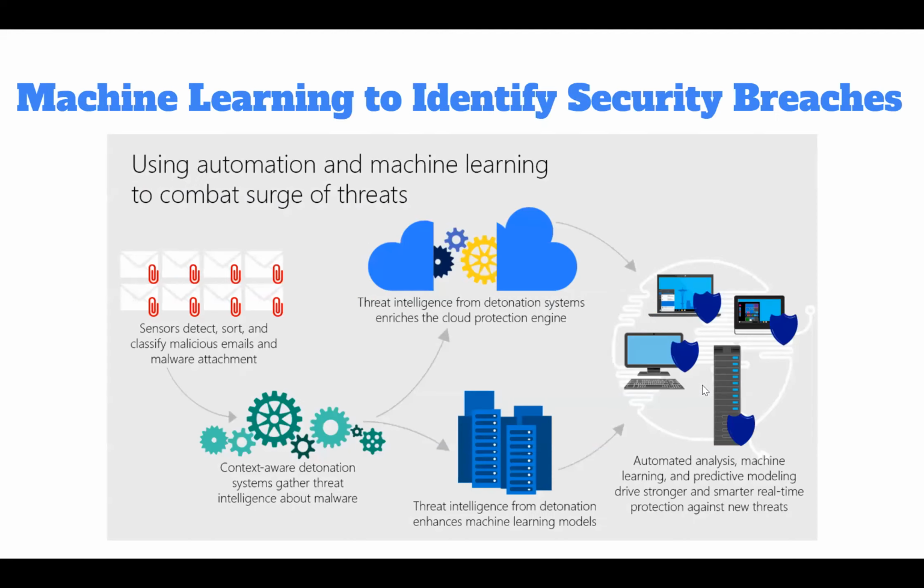So before we can actually talk about the problem, we're going to talk about the background information a little bit first. Something that's really important to understand is that machine learning is currently being used to identify security breaches. This is from a paper from Microsoft. It talks about how machine learning sensors detect, sort, and classify malicious emails and malware attachments. Pretty much this process happens so that automated analysis and predictive modeling can drive stronger and smarter real-time analysis and determine if the threat is real or not.